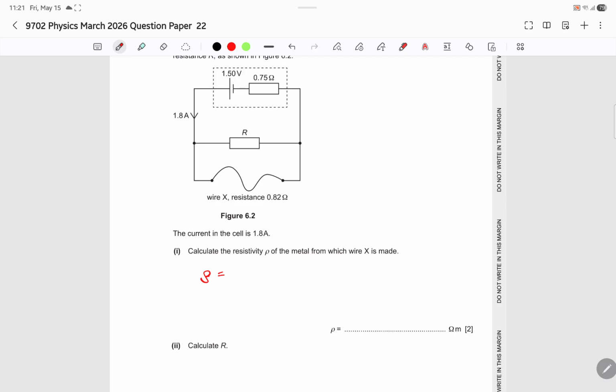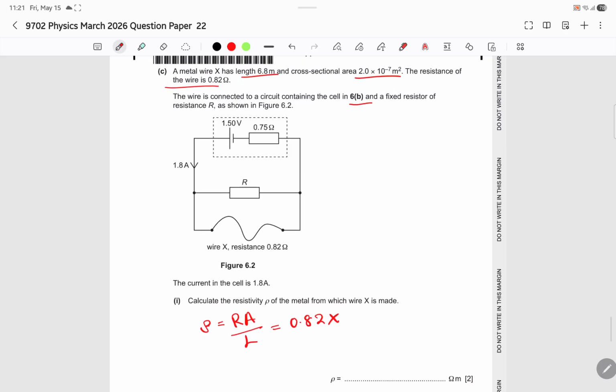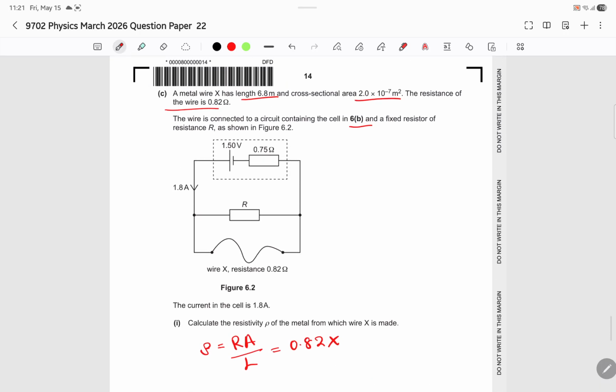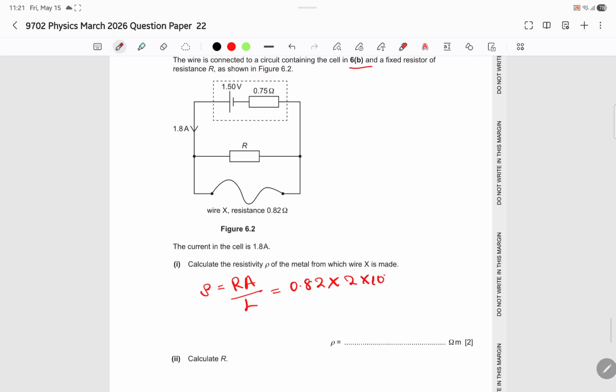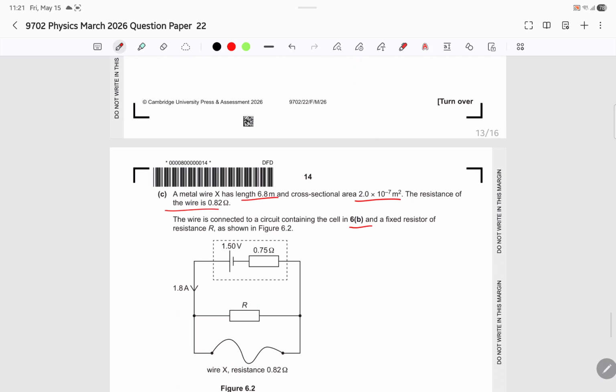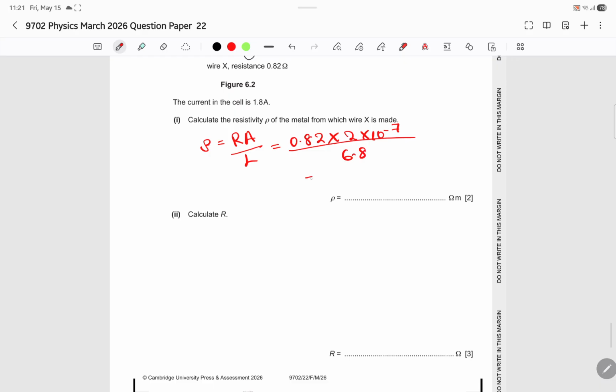Okay, so the formula for resistivity: resistivity is RA by L. R is resistance, 0.82, and the area is given, 2 into 10 to the power minus 7, divided by the length. Length is 6.8, given. Just use your calculator. You get 2.41 into 10 to the power minus 8. Round off to 2 SF as 2.4 into 10 to the power minus 8.